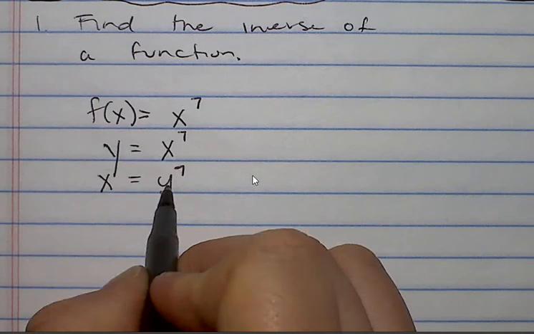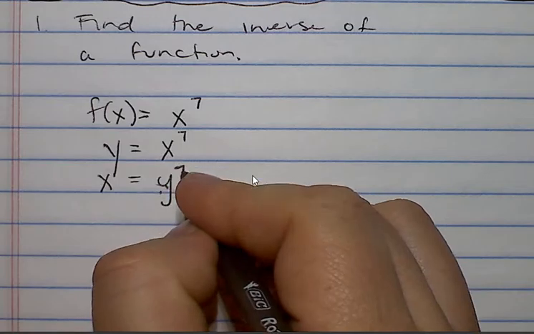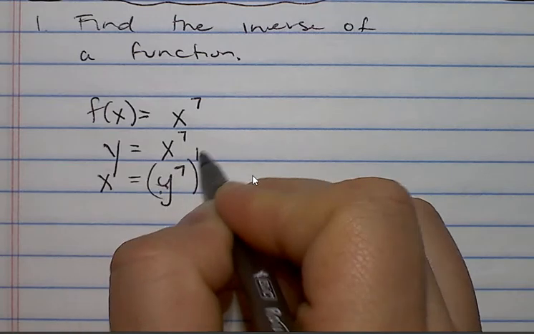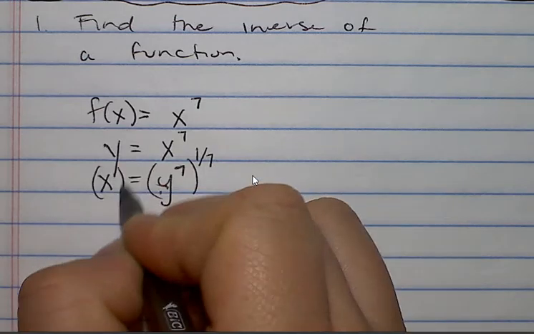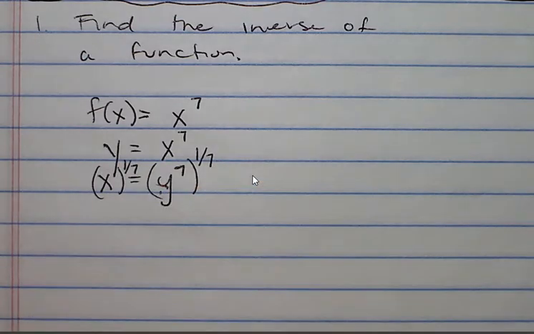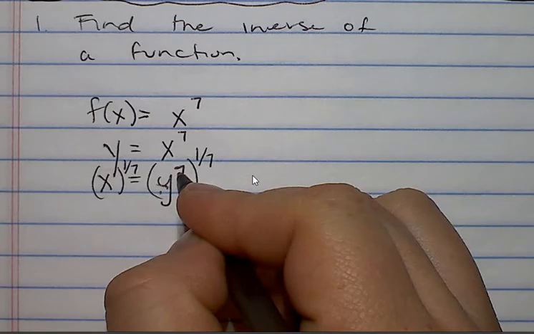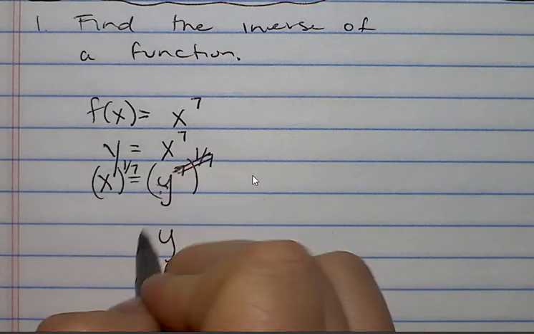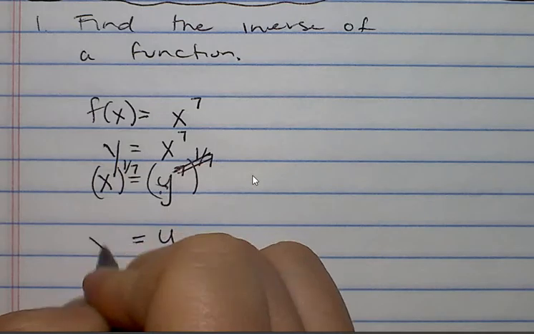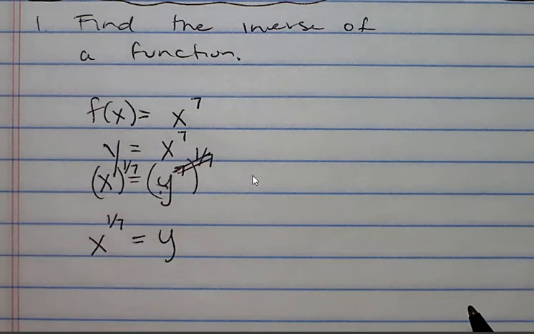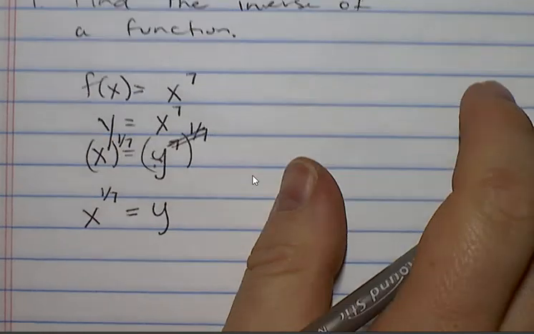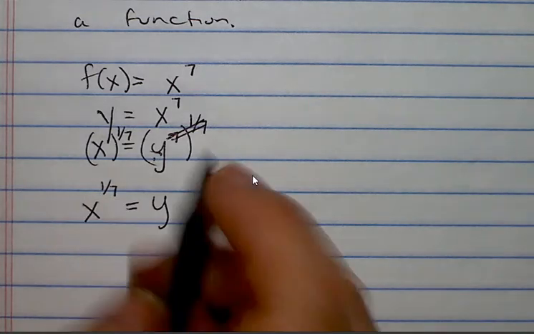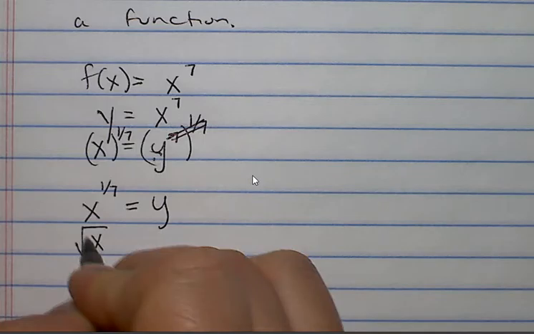That means we need to cancel out or get rid of this 7. So to get rid of it, I'm going to raise it to the power of 1/7. By doing that, the 7 and the 1/7 are going to cancel out and actually become 1s. And y equals x raised to the 1/7. Just as a little reminder from last unit, this is a rational exponent, so you could also write it in this form and it would be correct.